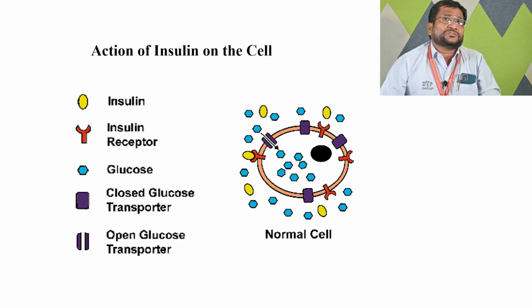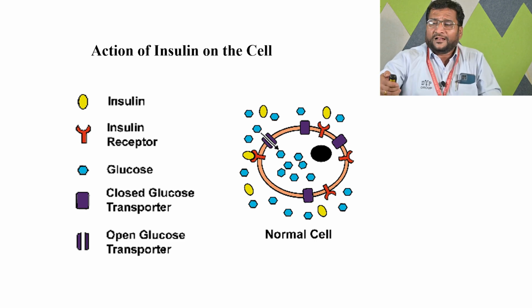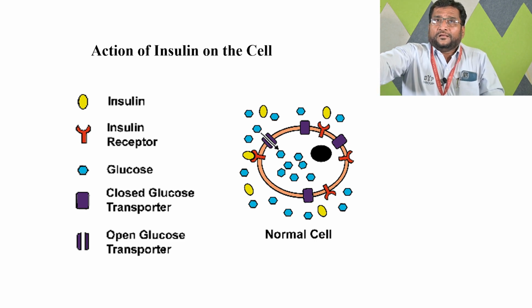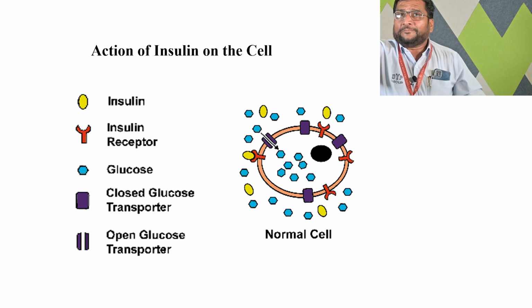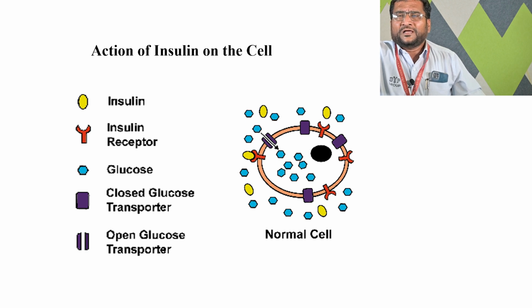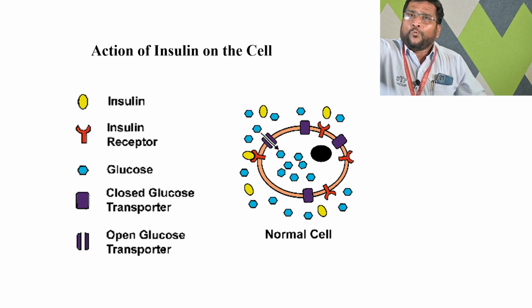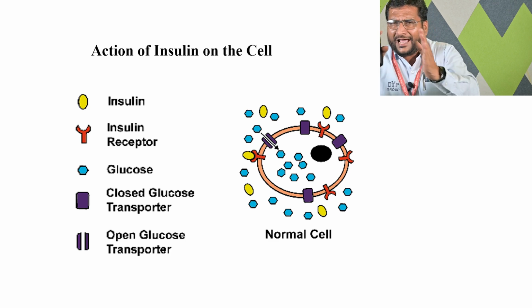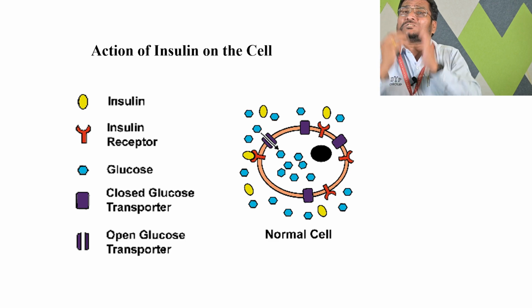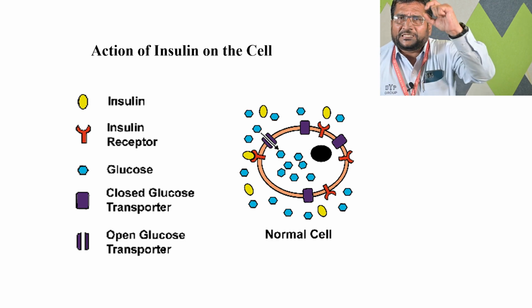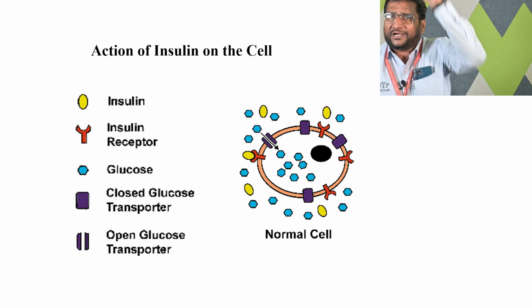So this is the action of insulin on the cell. See here, insulin. So here are insulin receptors and closed glucose transport. Generally the glucose transporters are closed, but once a sufficient amount of insulin comes to the point, it acts on the receptors located on cells. Once they bind, they have their own affinity. It's specific. The insulin specifically binds to the receptor located on the cell.